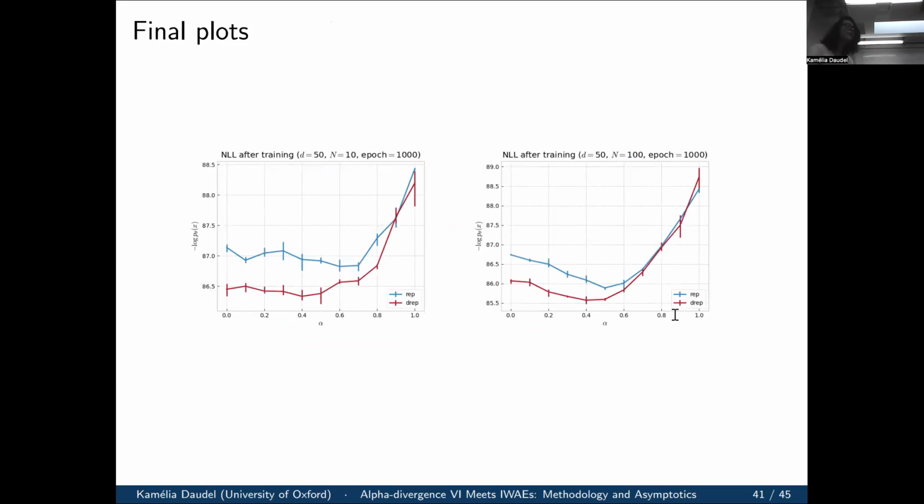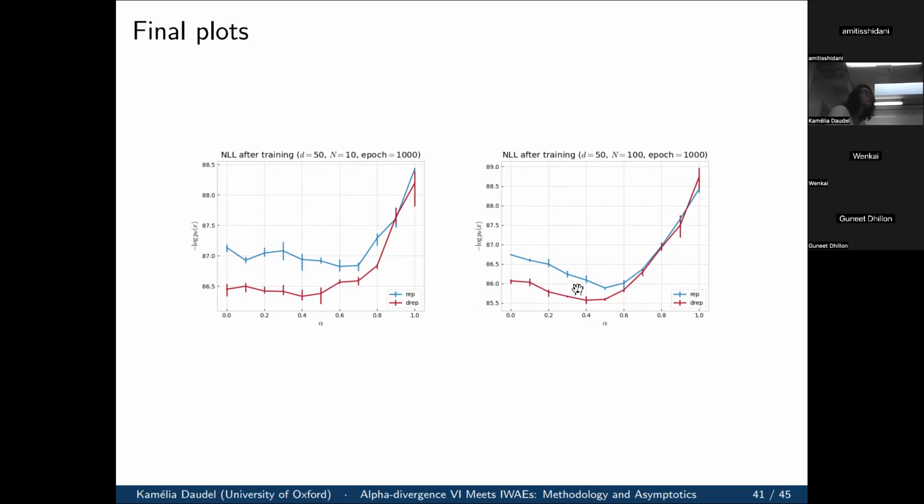This is the final plot, just to shed a bit of hope. This is still the MNIST, and we looked at approaches like the reparametrized and doubly reparametrized approach for various values of alpha. We kept it low dimension, and basically we observed that alpha does play a role. Everything that we've seen so far makes sense in low dimension, and in particular, we see that the optimal value, this is the negative log likelihood after training, is definitely not 0.